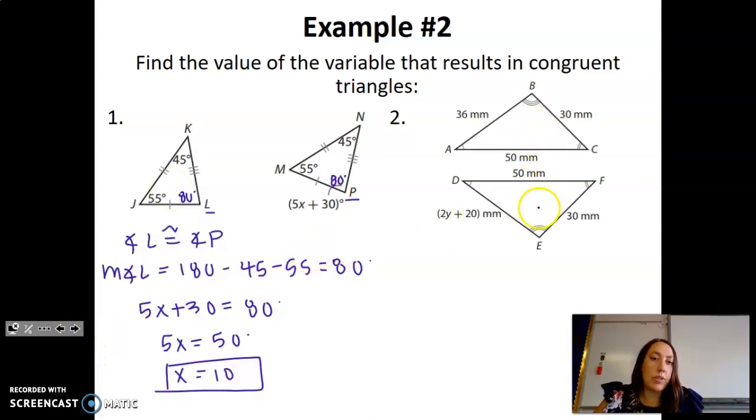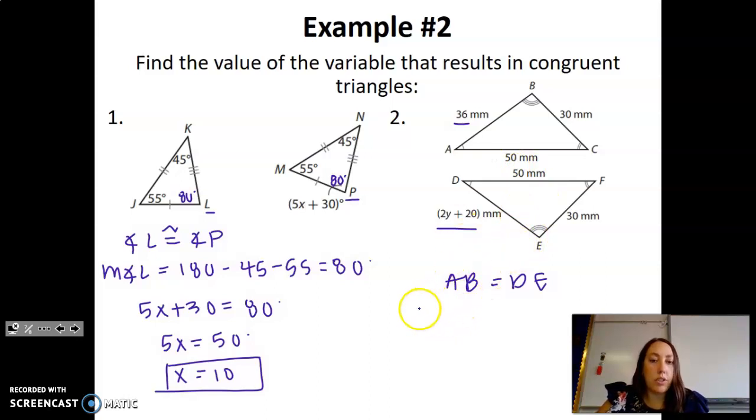All right, for these two guys, we got two sides that are 30 millimeters. We got two sides that are 50, so that means that these two sides have to be equal to one another. Side AB has to be equal to side DE. That will make the two triangles congruent.